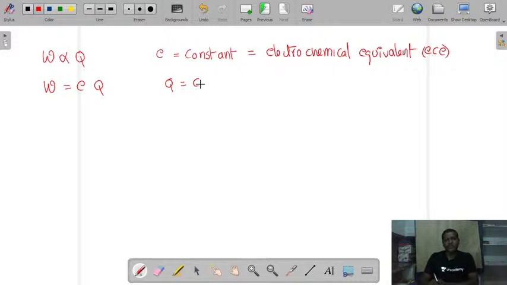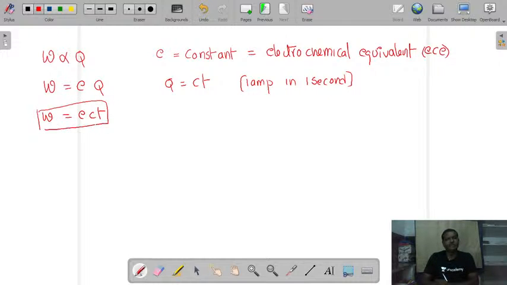If 1 ampere current is passed through an electrical conductor in 1 second time, then that quantity is called 1 coulomb. Q is equal to C. Therefore, W is equal to EC. That is the mathematical form of first law of Faraday.